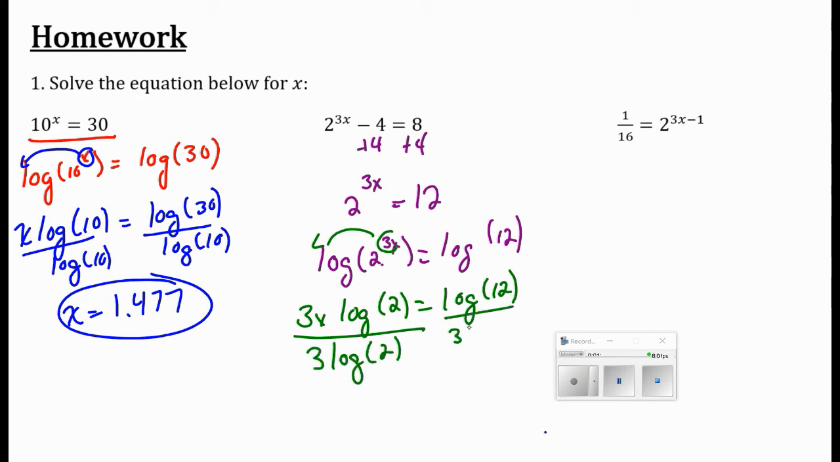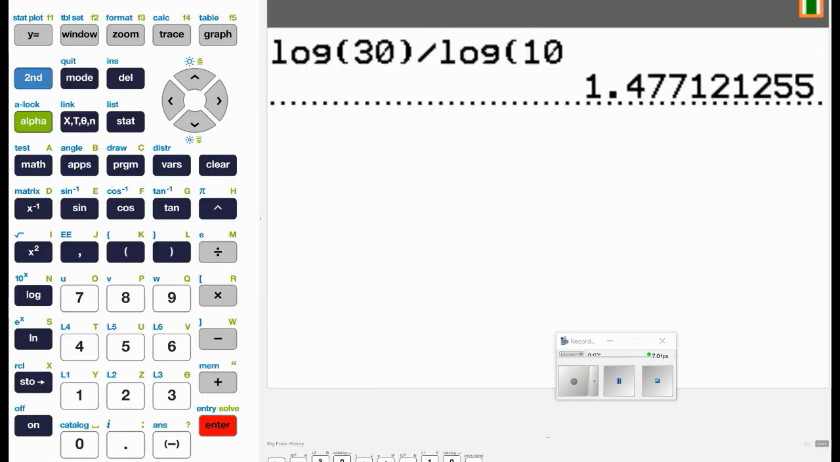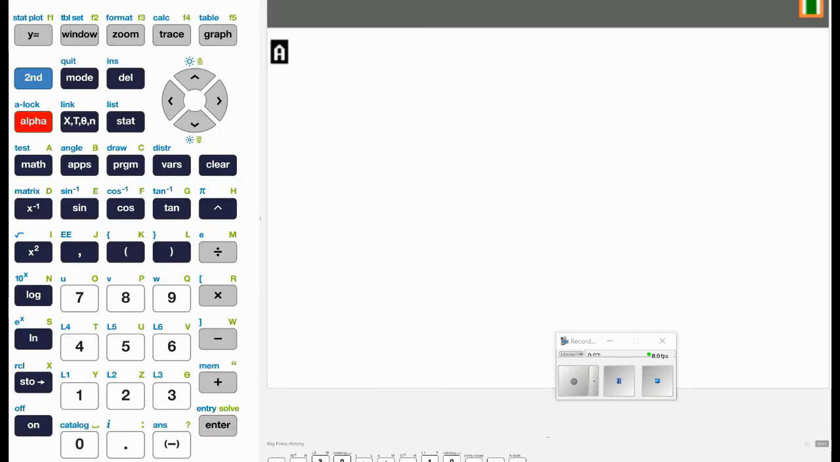Log 2 is a number. Divided by 3 log 2. So we get x equals this thing. Well, what is that thing? So if I go to my calculator, if you have a TI-84, use alpha y equals enter to get a fraction. Please use that every time you see a fraction. It's going to make your life so much easier. If not, you need to use parentheses.